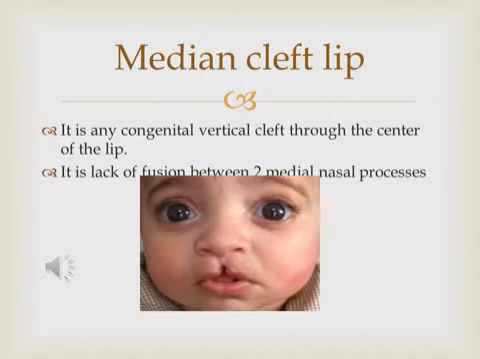Median cleft lip. It is any congenital vertical cleft through the center of the lip. It is a lack of fusion between the two medial nasal processes. In the picture given, you can see the cleft is just between the nose.